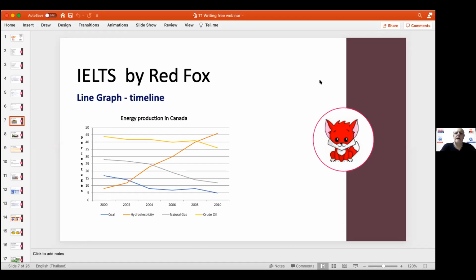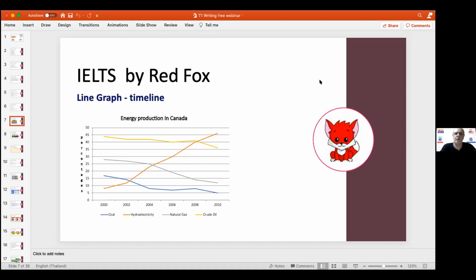Now, if we look at this particular graph, and we're looking at how to pick out the overview, as we mentioned earlier, clearly the main mover is hydroelectricity. It starts as the lowest form of energy produced in Canada at a very low 7% or something. And by the end of the time frame, it is significantly higher than anything else. So it's gone from being the lowest type of energy produced to the highest. Clearly, that is the main point that we see.